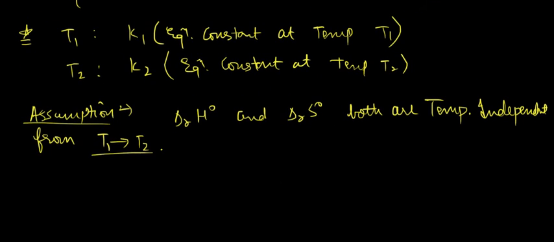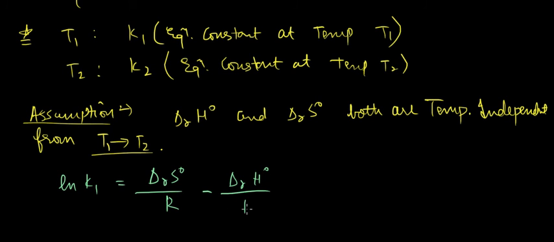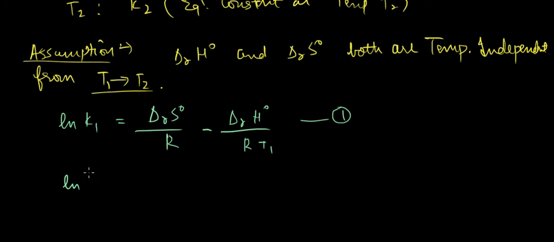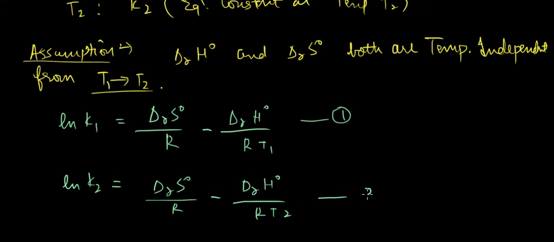So we can write that ln K1 would be equal to delta Rs naught divided by R minus delta Rh naught divided by RT1. This would be the first equation, and the second equation would be ln K2 equal to delta Rs naught divided by R minus delta Rh naught divided by RT2. This is the second equation.